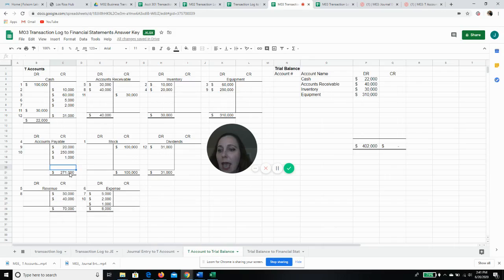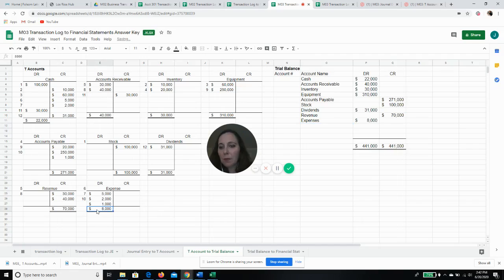I'm going to move to my liabilities. My first liability is accounts payable, and it has a $271 credit. So I'm going to type in accounts payable, and I'm going to put this on the credit side because it's a credit. That's it for my liabilities. So now I'm going to go with my stock. My stock has a $100,000 credit. And I'm going to go with my dividends. My dividends have a $31,000 debit, putting it on the left. Then I've got revenue, and my revenue has a $70,000 credit. And finally, my expense, which has an $8,000 debit.